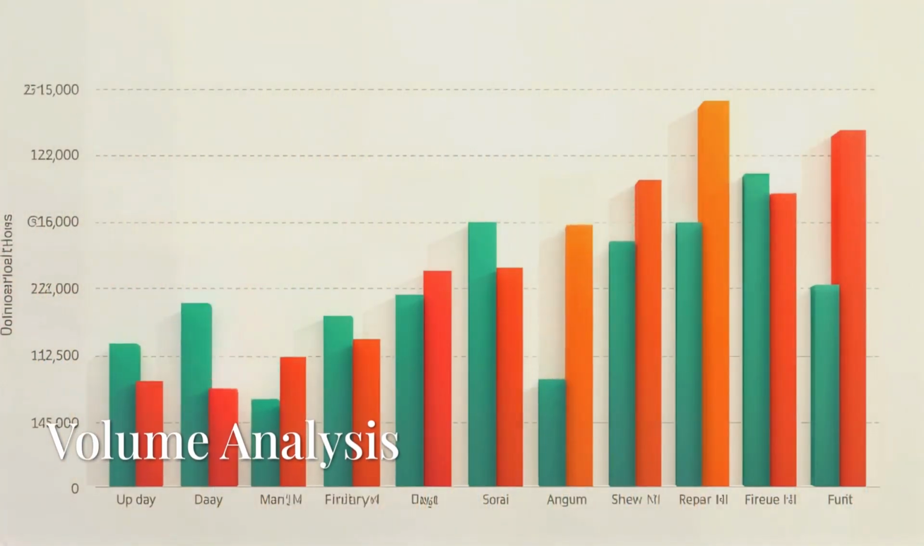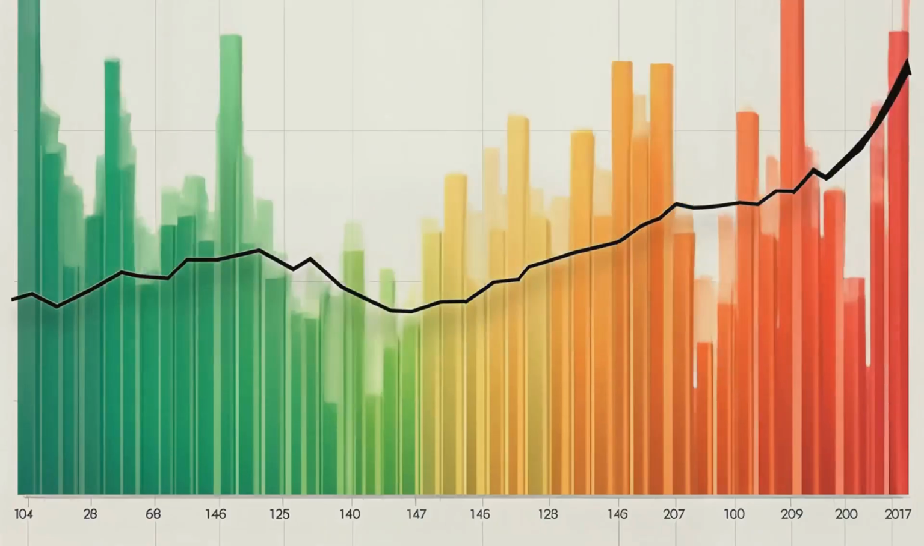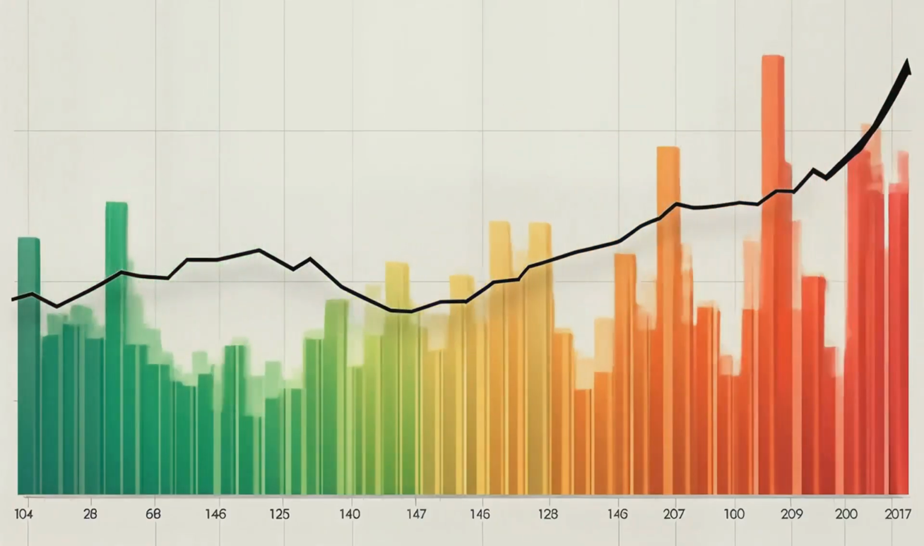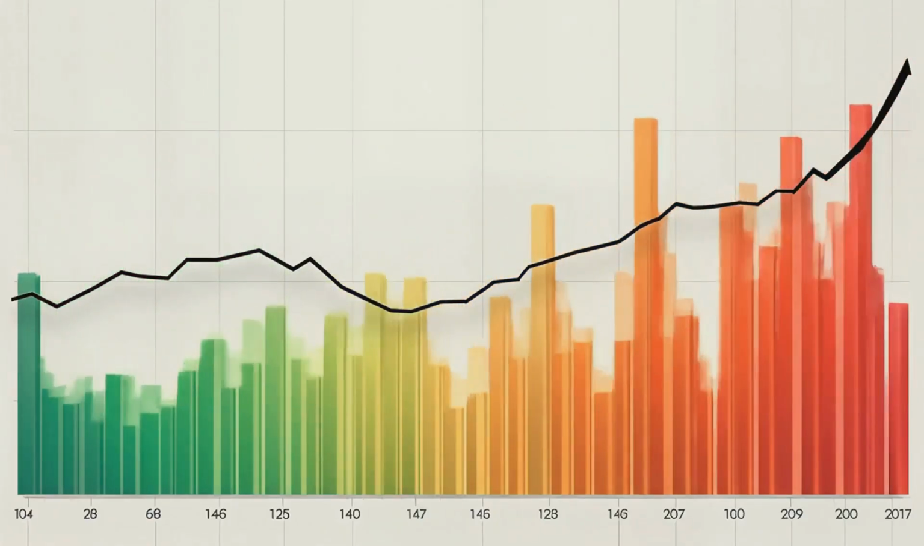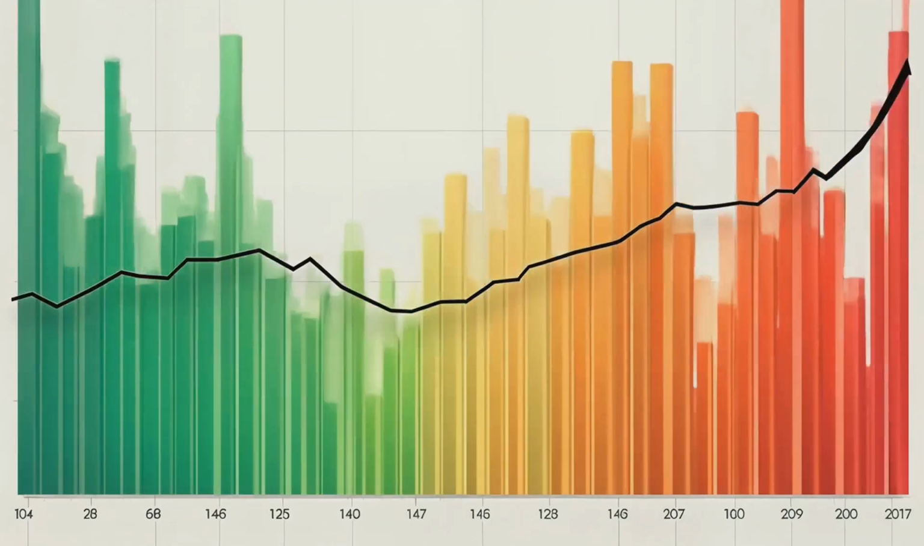Volume analysis involves examining the number of shares traded during a specific period. It helps confirm the strength of a price move. Higher volume during a breakout or breakdown strengthens the signal, while lower volume weakens it.